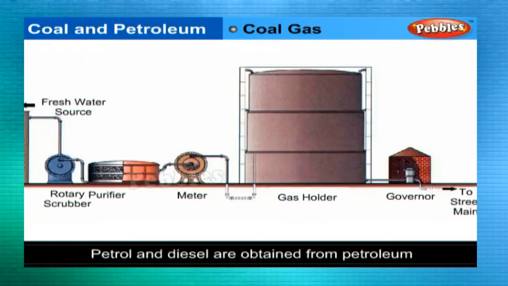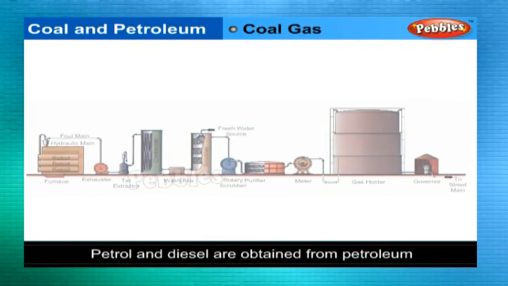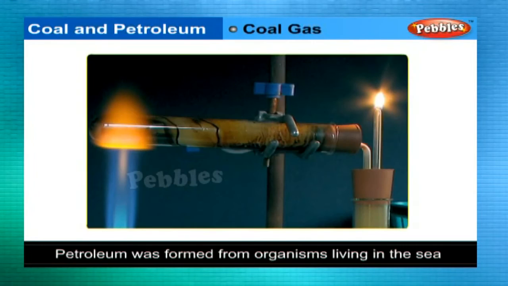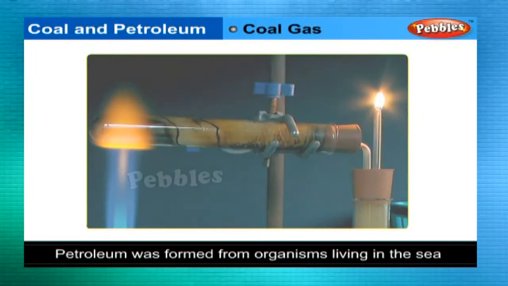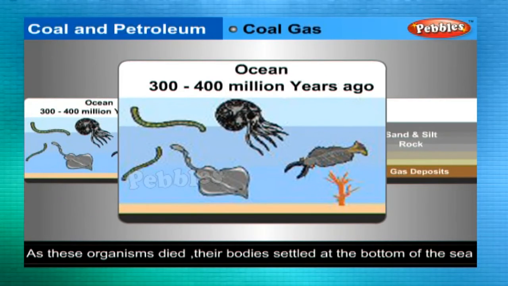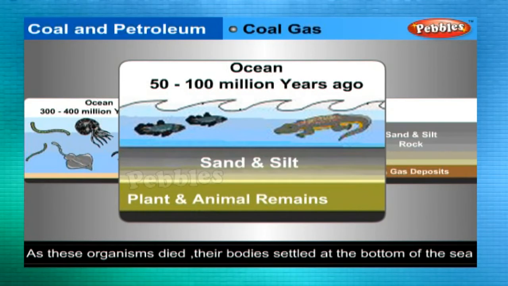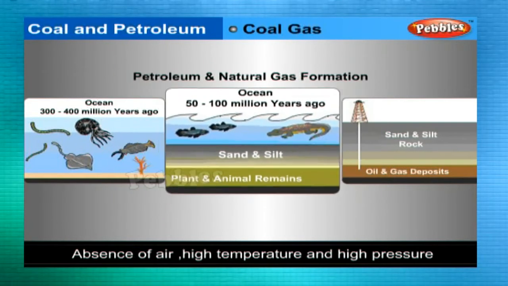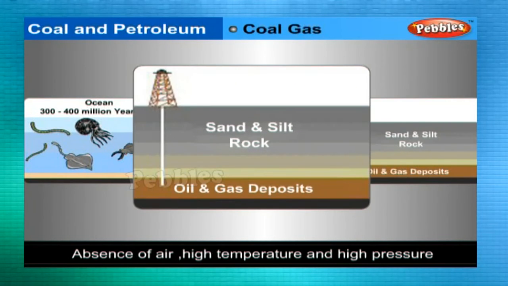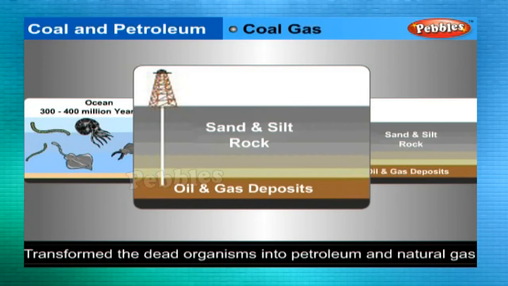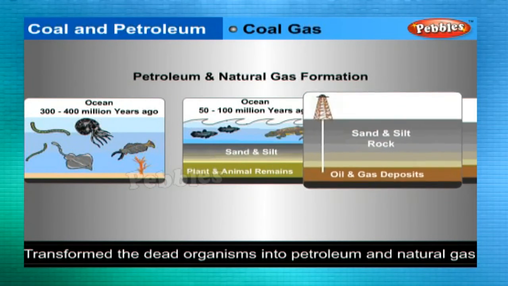Petroleum. Petrol and diesel are obtained from a natural resource called petroleum. Petroleum was formed from organisms living in the sea. As these organisms died, their bodies settled at the bottom of the sea and were covered by clay. Over millions of years, absence of air, high temperature and high pressure transformed the dead organisms into petroleum and natural gas.